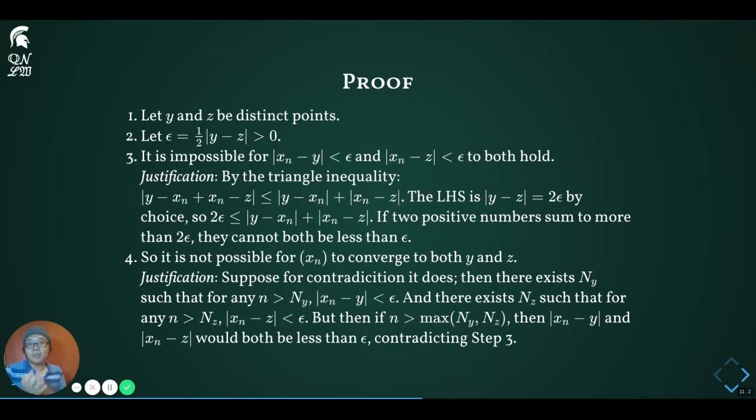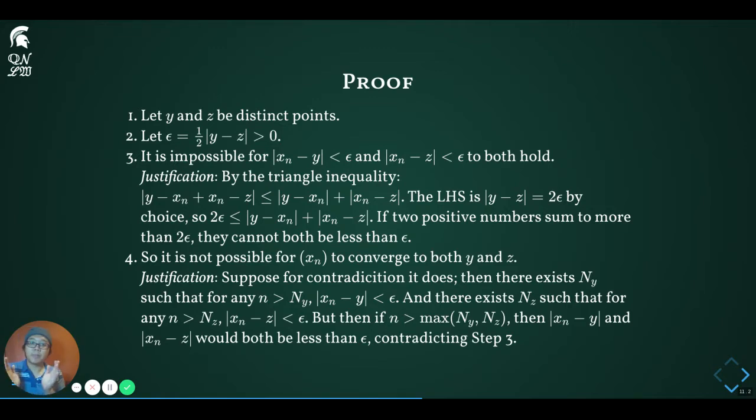We can write y minus z as y minus x sub n plus x sub n minus z. Applying the triangle inequality, we find twice epsilon is less than or equal to the distance from x sub n to y plus the distance from x sub n to z. When both distances are strictly less than epsilon, they cannot sum to a number that is at least 2 epsilon. So at least one of them is more than epsilon. So it is not possible for the sequence to converge to both y and z.